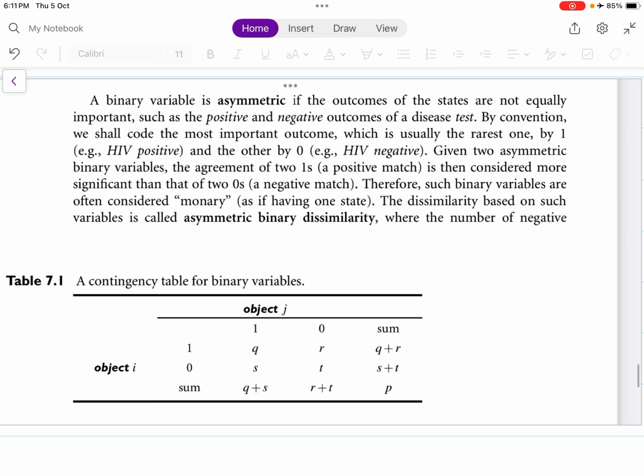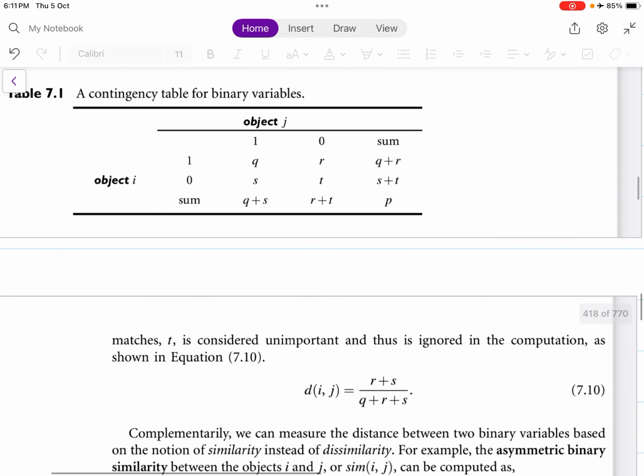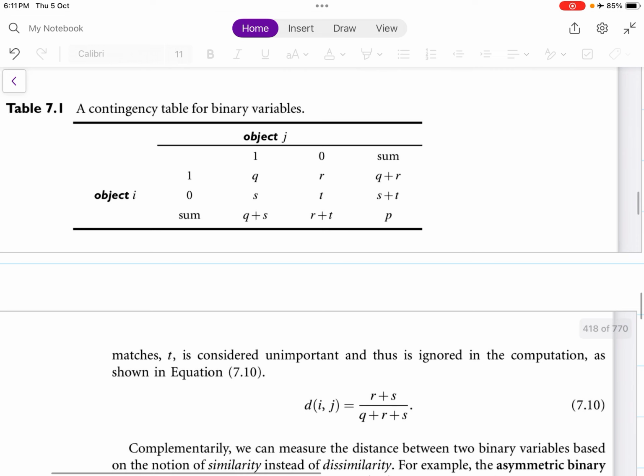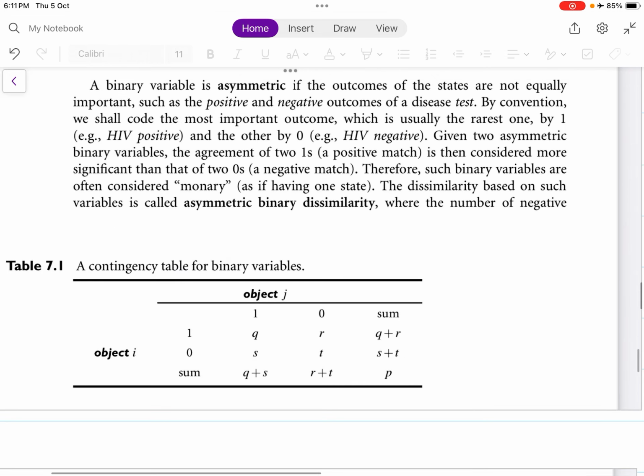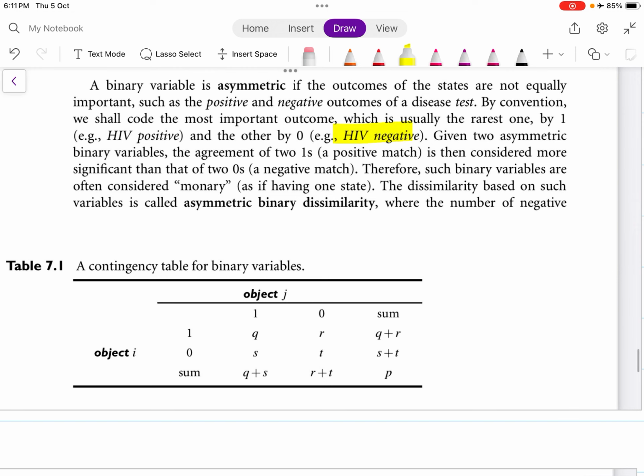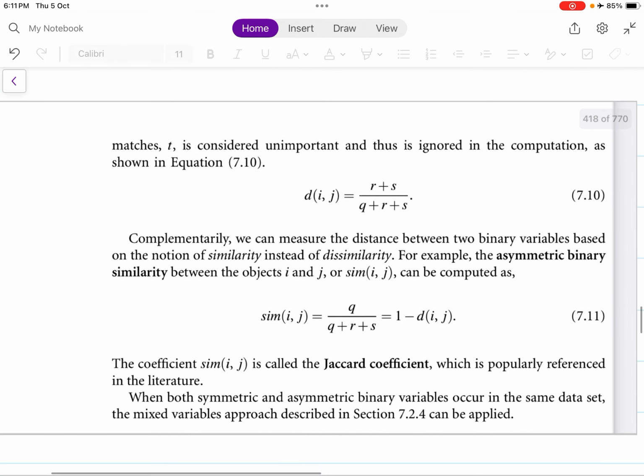The dissimilarity based on such variables is called asymmetric binary dissimilarity, where the number of negative matches is considered unimportant and is thus ignored in the computation. So negative is considered as not at all useful. So we say that for HIV negative, we remove that part. We remove the negative matches and we only consider the positive matches.